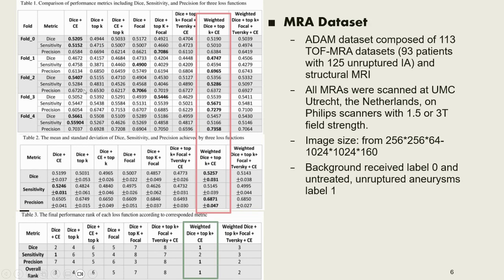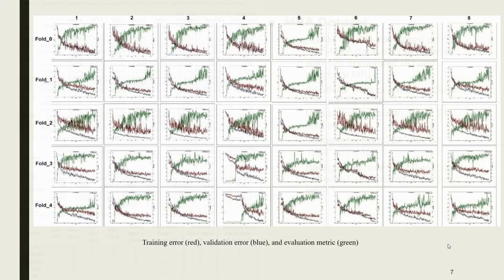And finally, after running the model in different cases, you can see the best model is the weighted Dice top-K cross entropy loss function, which got the best results for the Dice, and it got the best overall rank too. And this is the training error, test error, and validation score of 8 different loss functions on 5 folds.